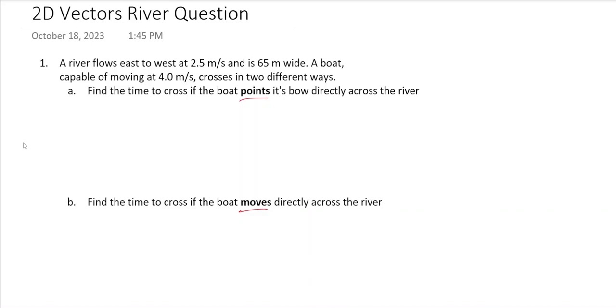So we've got a river, okay, flowing east to west. Let's take a look here. So the river's flowing east to west. So that means the riverbank is looking like this, okay? And so this is the push that, if the boat wasn't doing anything, this is what would happen. The boat would drift to the left or to the west by 2.5 meters per second.